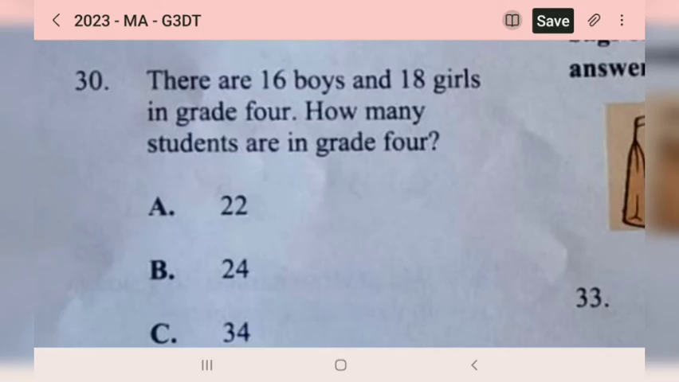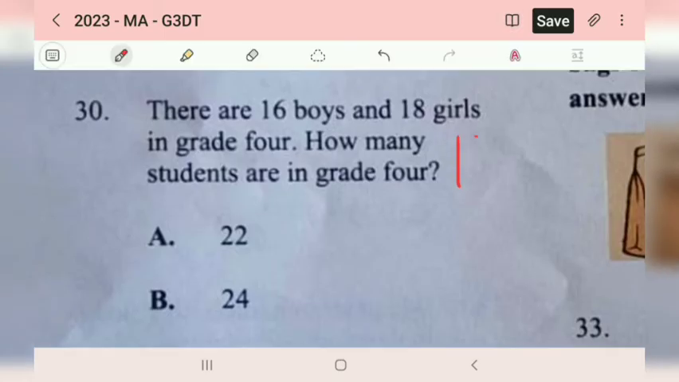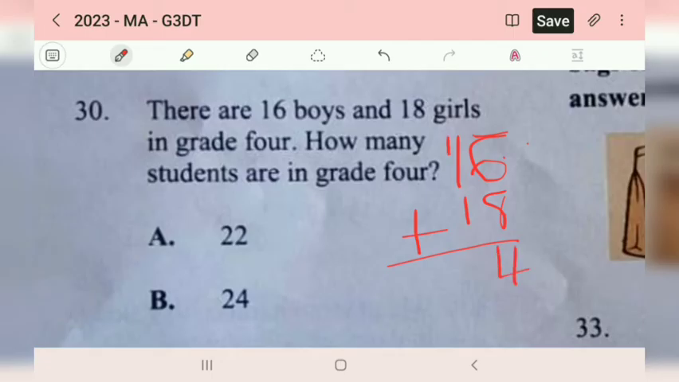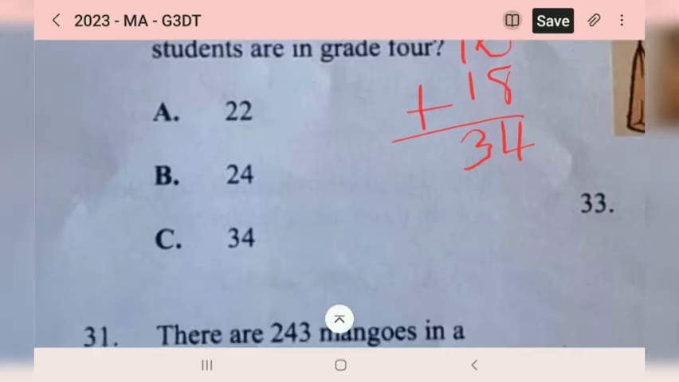Moving on to number 30. There are 16 boys and 18 girls in grade 4. How many students are in grade 4? What should you do, guys? We're going to add them up. So you're going to put the boys, which is 16, and the girls, 18. That will give us the total number of students. 8 and 6. If you take 2 from 6 and put it on 8, it becomes 10, and then the 10 becomes 14. Rename the 1. 2 plus 1 is 3. 34. Let's see if they have a 34 at C.